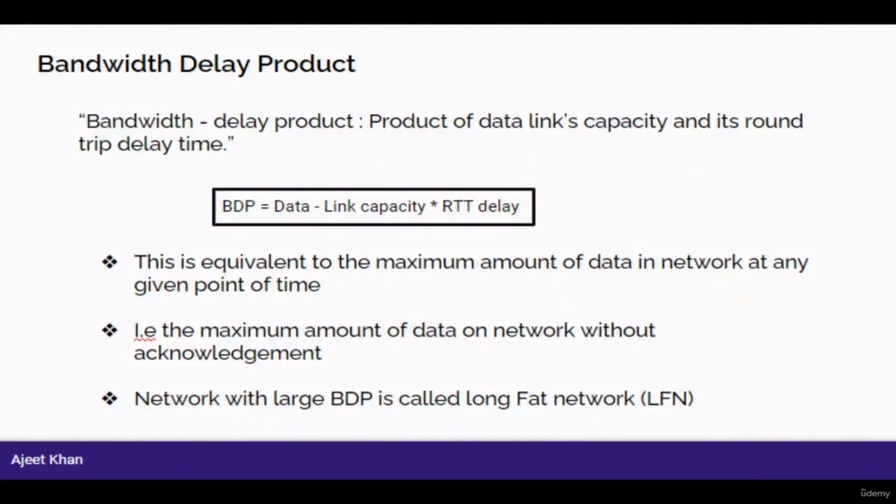In this lecture, we are going to understand bandwidth delay product. Bandwidth delay product is the product of a data link's capacity and its round trip delay time. In short, it is known as BDP, and it is equal to data link capacity multiplied by round trip time delay. This is equivalent to the maximum amount of data in the network at any given point of time. That is the maximum amount of data on the network without acknowledgement. A network with a large BDP is called a long fat network.